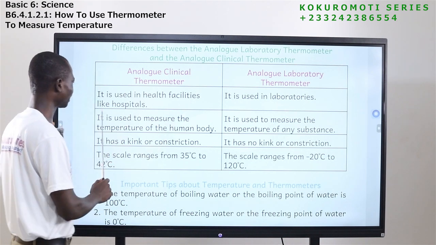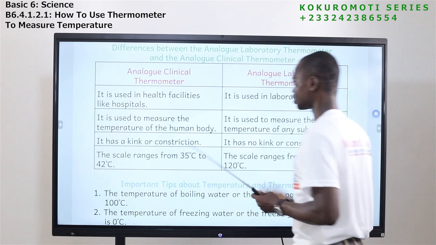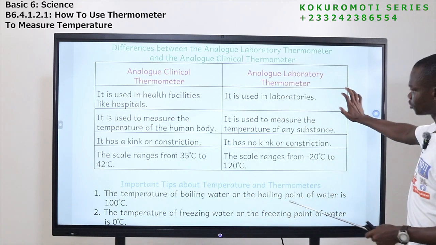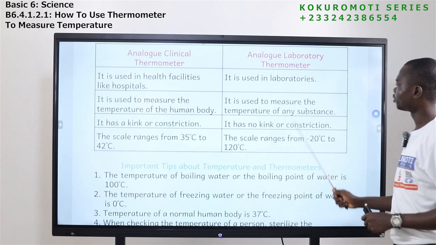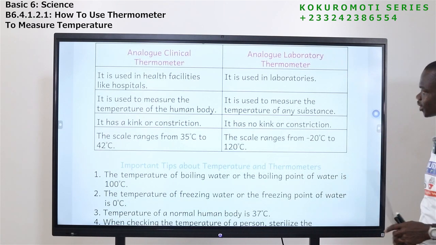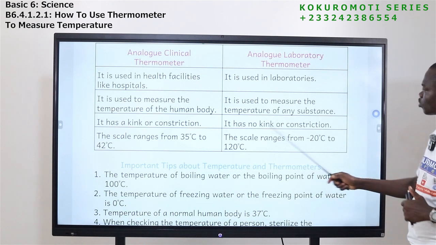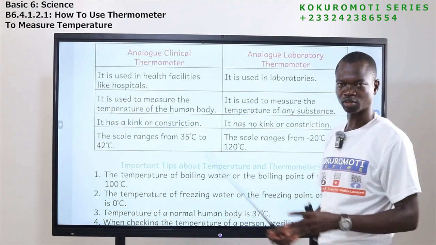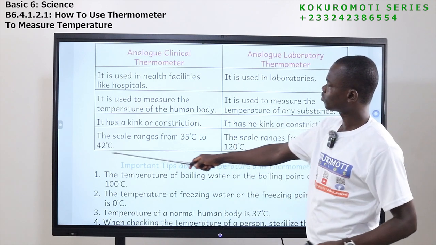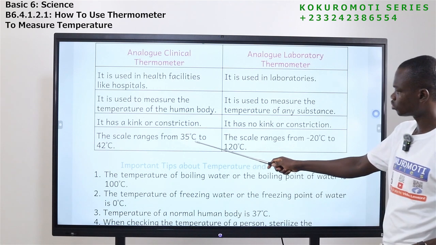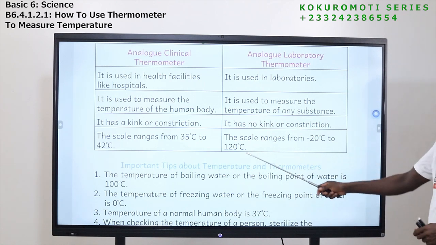The clinical thermometer is used in health facilities like hospitals, because that is where you get patients, and we measure their temperature. The laboratory one is used in laboratories. The next one: clinical is used to measure the temperature of the human body. Laboratory is used to measure the temperature of any substance. Clinical has a kink or constriction, but laboratory has no kink or constriction. You know what a kink is, you know what constriction is, they are the same thing. Their function is to prevent the mercury from falling back easily. Clinical, the scale ranges from 35 degrees Celsius to 42 degrees Celsius. Laboratory, the scale ranges from -20 degrees Celsius to 120 degrees Celsius.